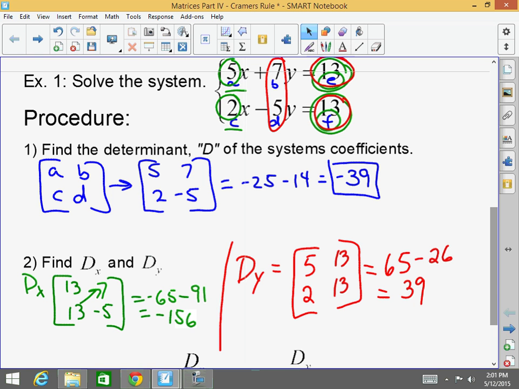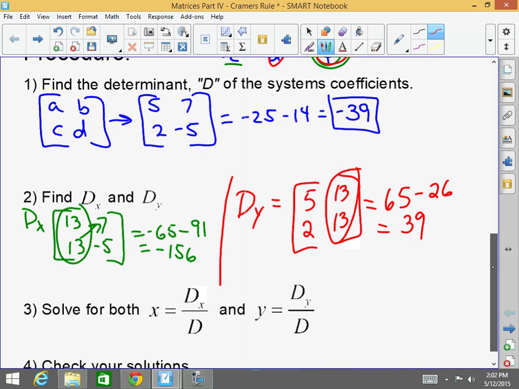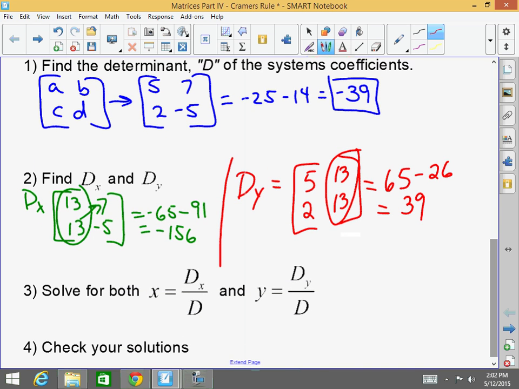Remember, for the d of x, I replace my EF with the coefficients of x. And then for dy, I replace my EF with my coefficients of y. Thank you, my brother. So now I have everything I need, guys. So let's find the solutions. So my x equals my d of x, which is negative 156 over negative 39, which I believe is 4. Yep. So x equals 4.